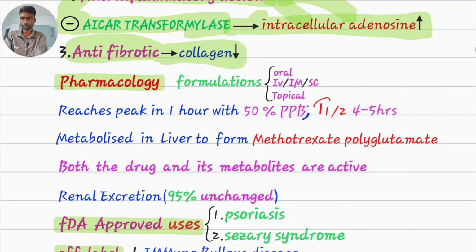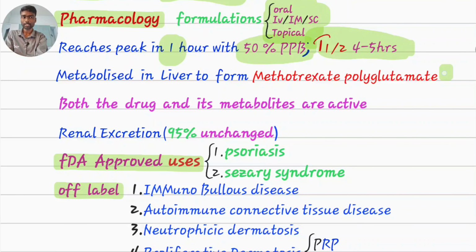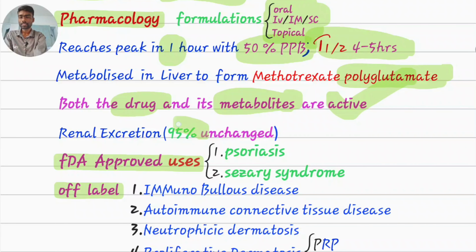Coming to pharmacology, it is available in oral tablets, IV, IM, subcutaneous and topical formulations. Reaches peak within 1 hour with 50% of plasma protein bound, T-half of 4 to 5 hours. Metabolized in liver to form methotrexate polyglutamate. Both this metabolite and the drug itself are active. Excreted mainly via kidneys, 95% unchanged.